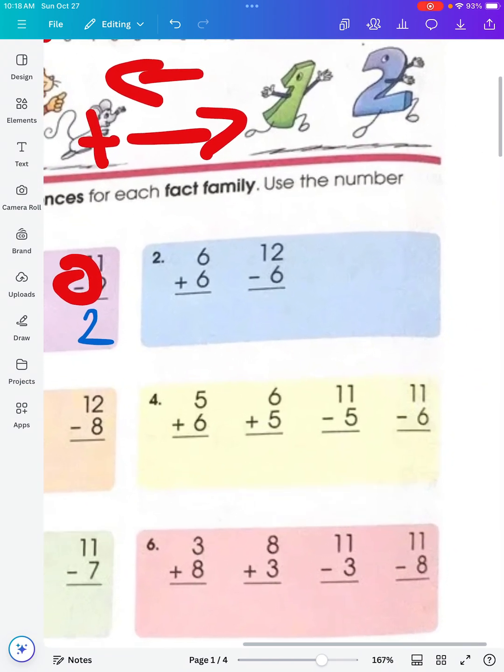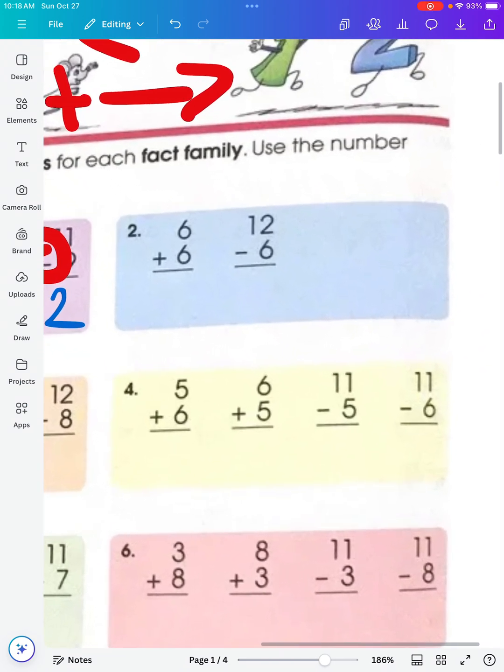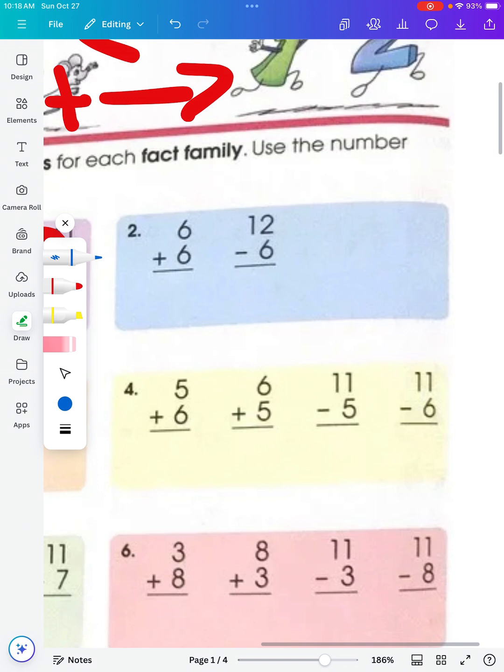Okay, let's answer question number 4 without using the number line. 5 plus 6 equals 11, and 6 plus 5 also equals 11 because it's just switched. It's the same numbers, but the order doesn't matter. So now 11 minus 5 would equal 6, and 11 minus 6 would equal 5.